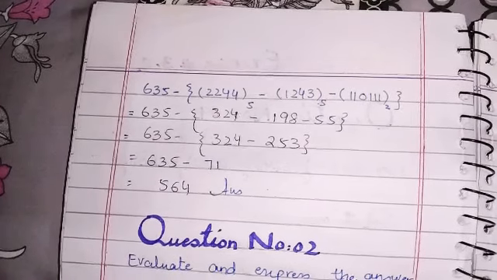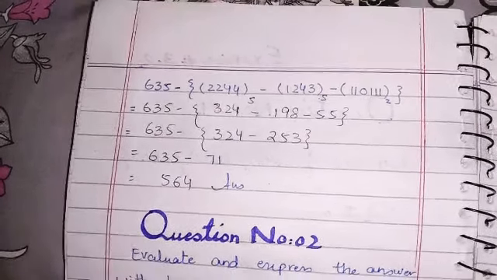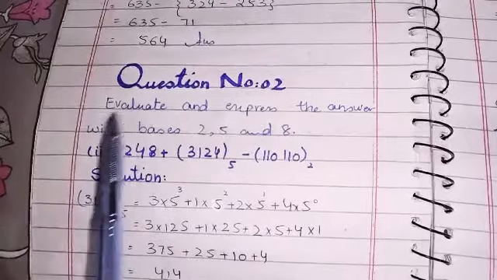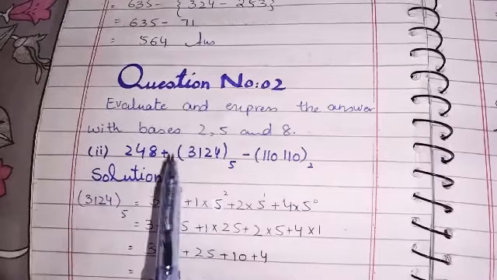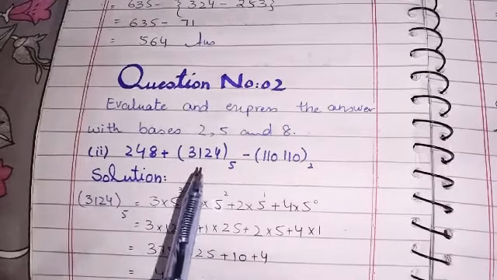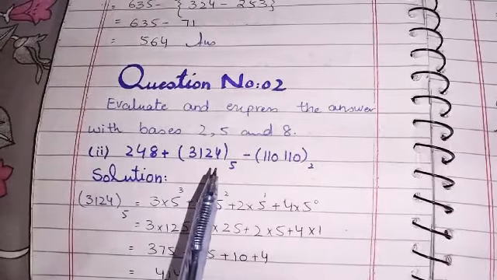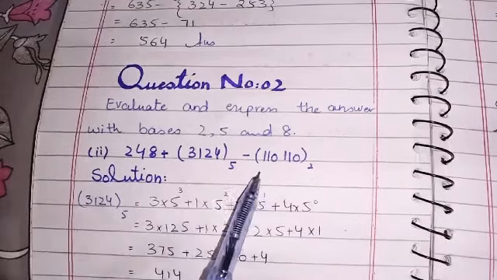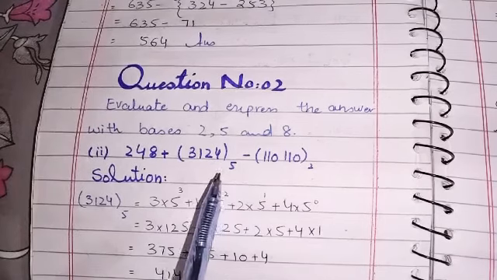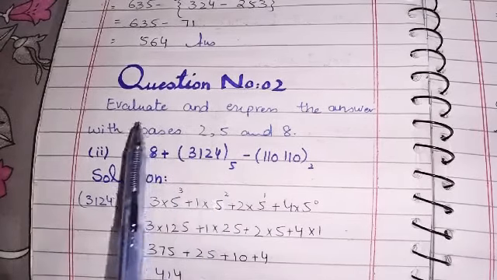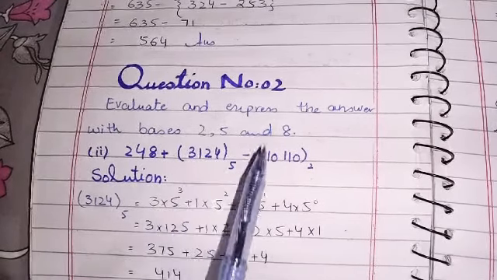Now students, let's move towards our question number 2. Here is our question number 2: evaluate and express the answer with bases 2, 5 and 8. Students, in this question firstly we will convert the base numbers into decimal numbers, then we will solve it. After the solution we will convert the answer into base 2, base 5 and base 8.